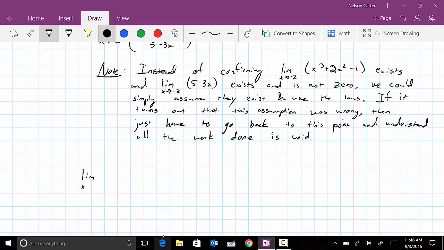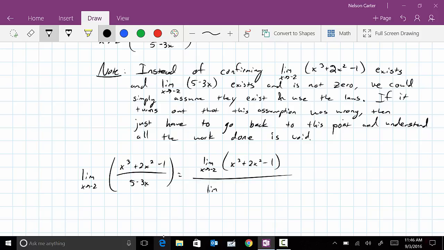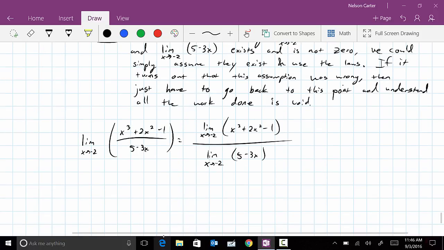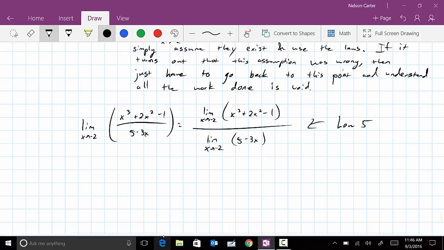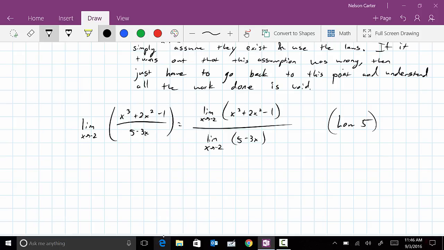We have the limit as x approaches -2 of x cubed plus 2x squared minus 1, all divided by 5 minus 3x. So that's going to equal the limit as x approaches -2 of x cubed plus 2x squared minus 1, all divided by the limit as x approaches -2 of 5 minus 3x. Okay, and so this used the quotient law. This is law 5. I'll just put law 5 here because that was the justification.